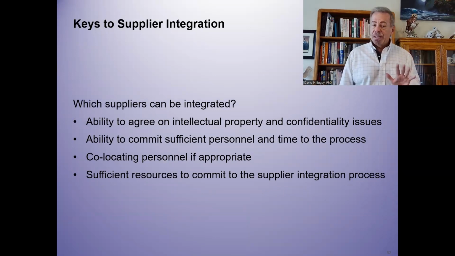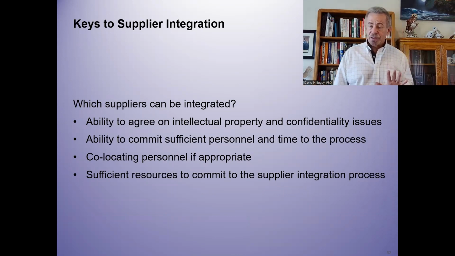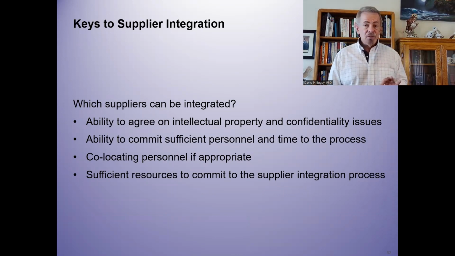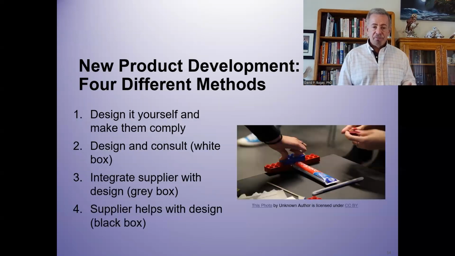Make certain you can agree on intellectual property and confidential issues. This is a big thing. You need probably to have a lot of documentation to go back and forth, especially if they're supplying other people in the same industry. Make certain that they're going to commit the right number of personnel for your needs to be successful, and then co-locate the personnel if appropriate.